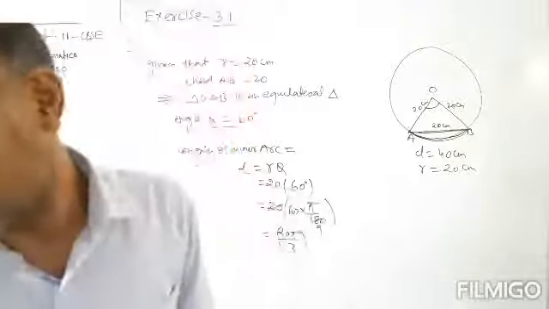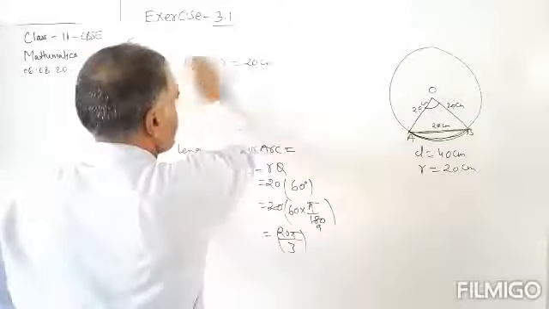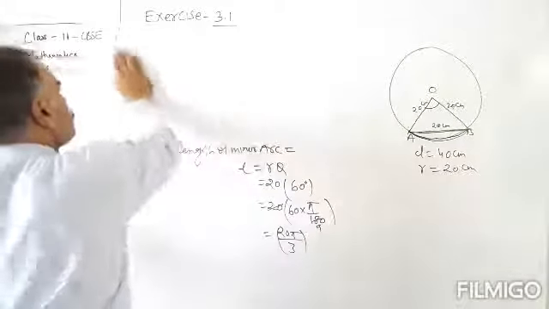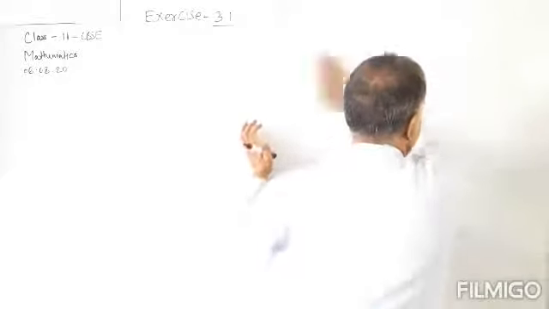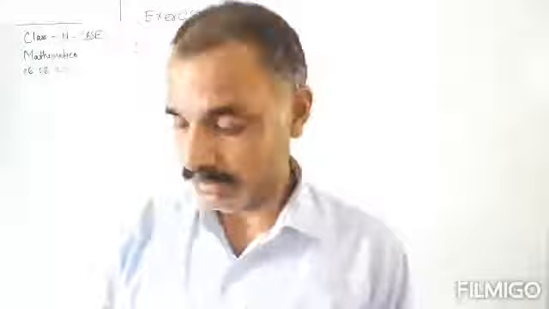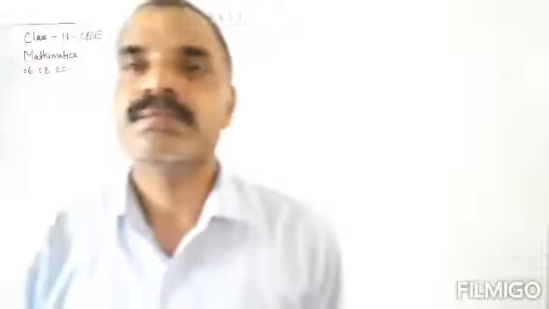Question number 6. Let's take question number 6. What is question number 6 saying? If in two circles, arcs of the same length subtend angles of 60 degrees and 75 degrees at the centers.